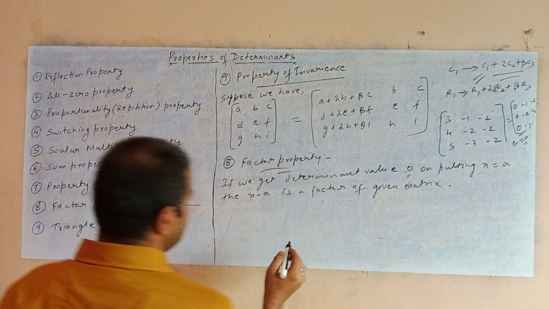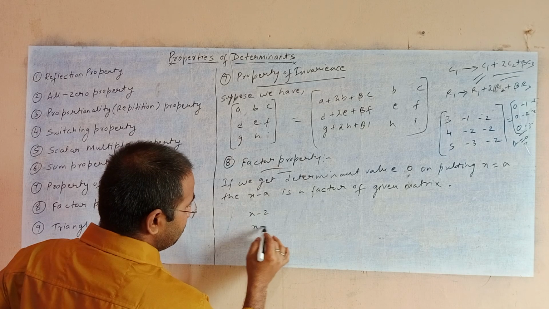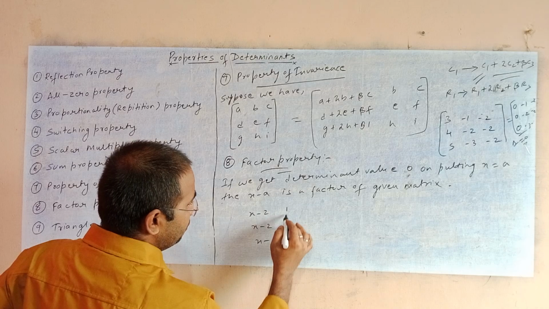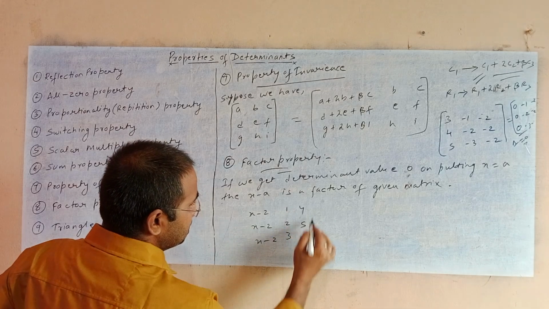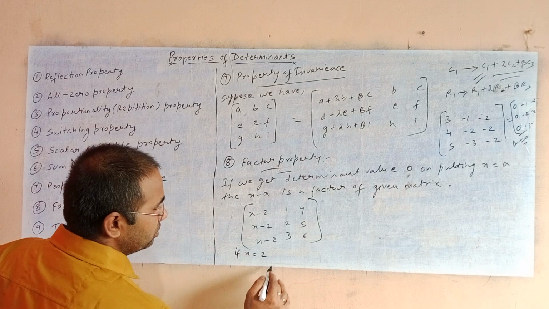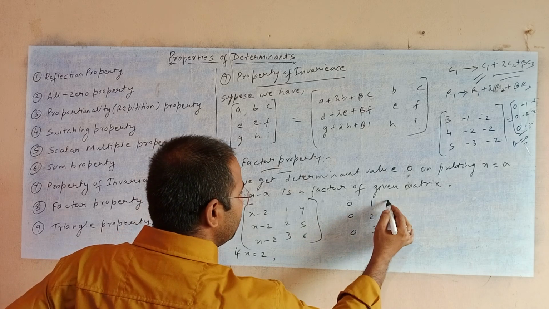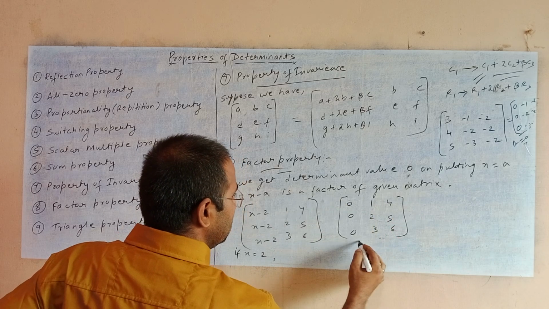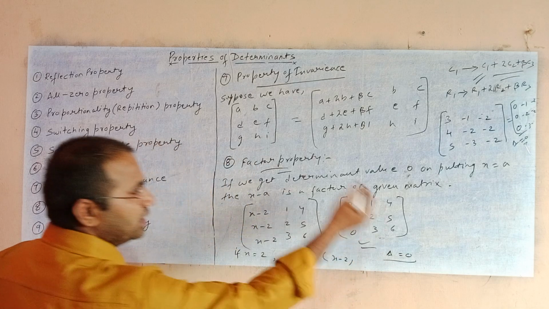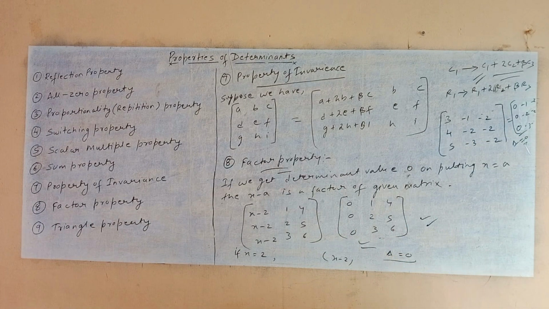Okay, for example, suppose you have x minus 2, x minus 2, and x minus 2, and here 1 2 3 4 5 6. So if we put x is equal to 2, then this row becomes 0 0 0, with 1 2 3 and 4 5 6 as the other rows. It means the determinant value will be 0. It means x minus 2 is a factor of the given matrix. Okay, so this is the factor property.